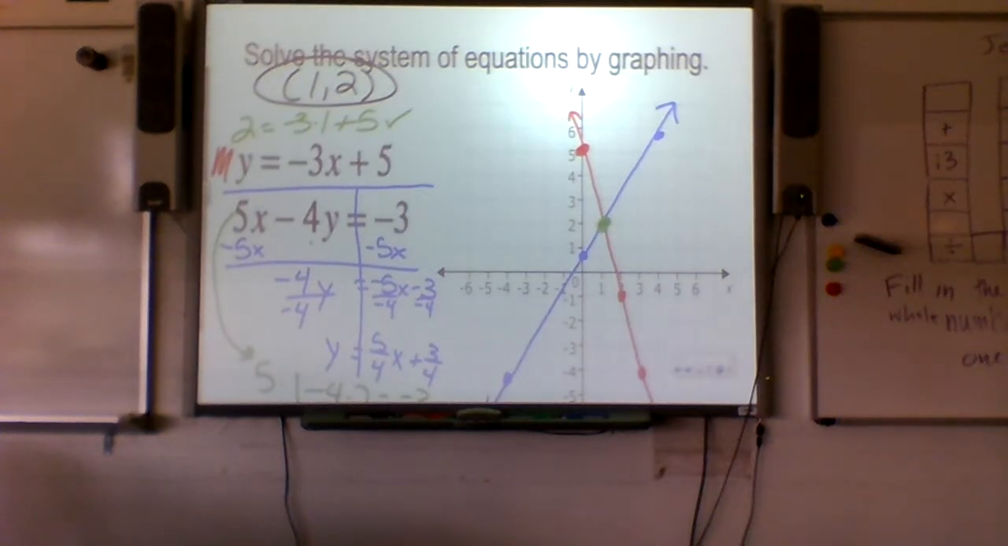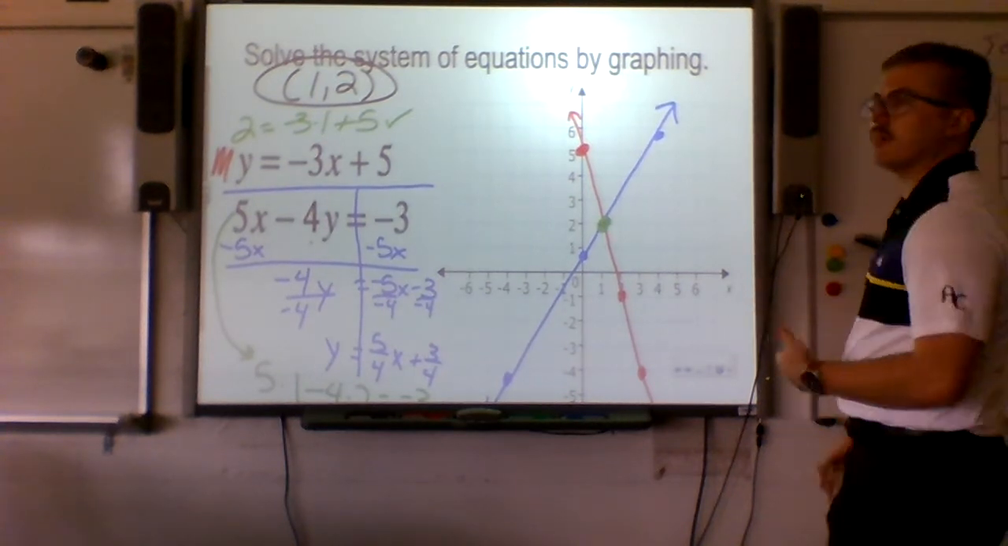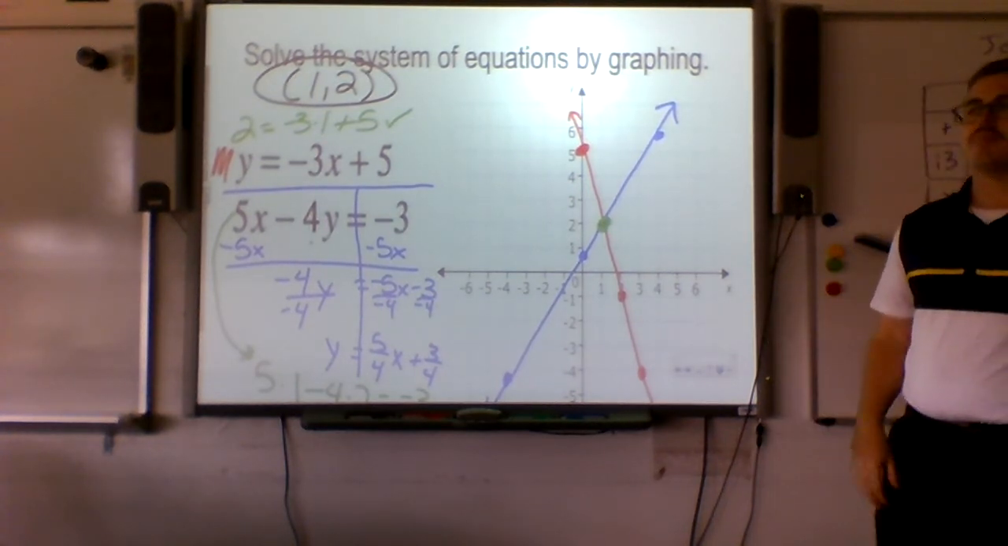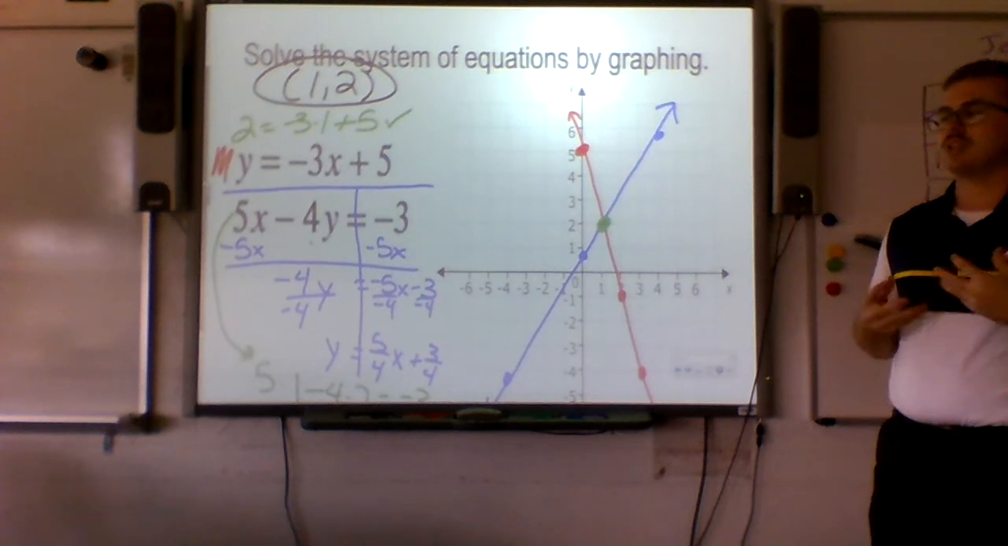Now, tomorrow we're going to look at some of those other situations, and we're going to do a lot more practice on systems by graphing. I just wanted to make sure that we went through a couple examples together. That way you have these down in your notes to go off of.